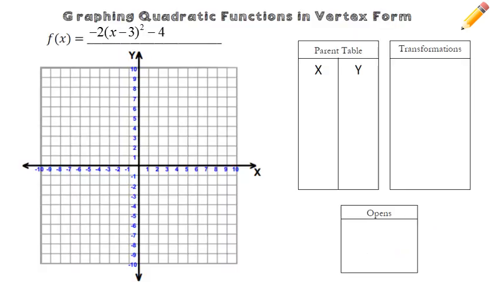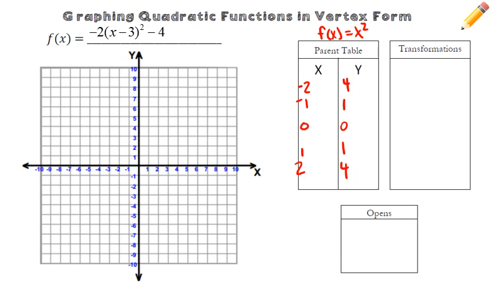Let's take a look at our second example. We want to start off with our parent table. These are still parabolas or quadratic functions. So your parent table is still going to be the same as it was before. We're going to start off with these standard x values. If I plug it into my parent function, I'm still going to end up with 4, 1, 0, 1, and 4. That'll be true for every parabola.